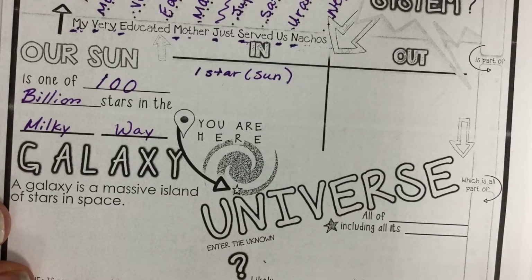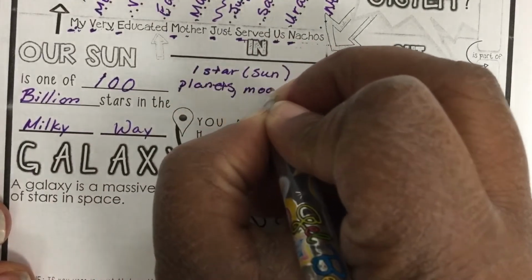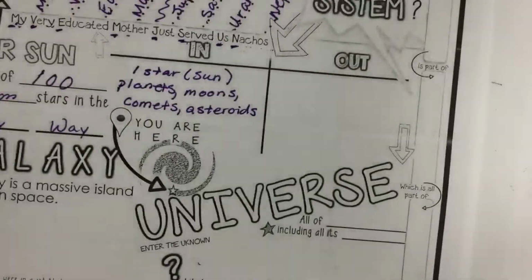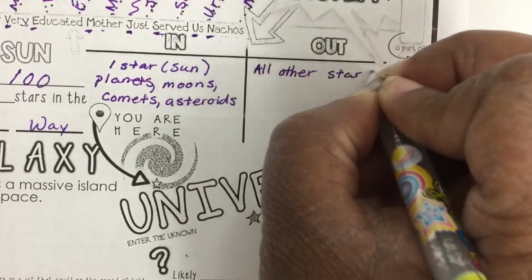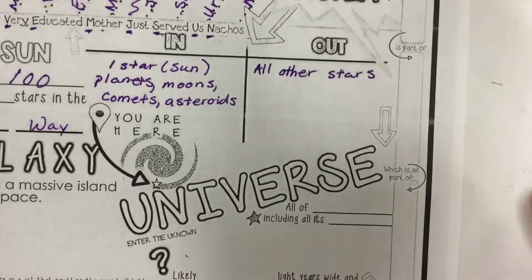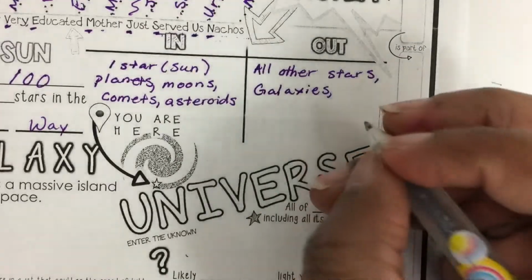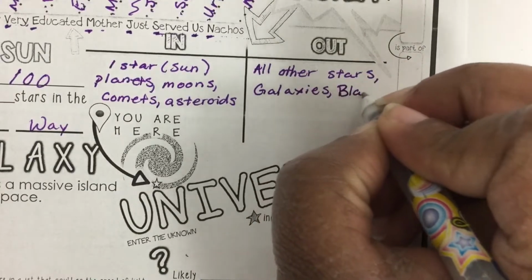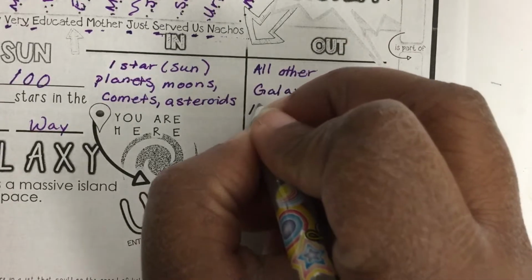We have planets, moons, comets, and asteroids. Outside of our solar system, we have all of our other stars. Galaxies, groups or clusters of galaxies. Black holes, nebulas, and then the list just goes on from there. For lack of space, I'm going to have to make black holes over here.